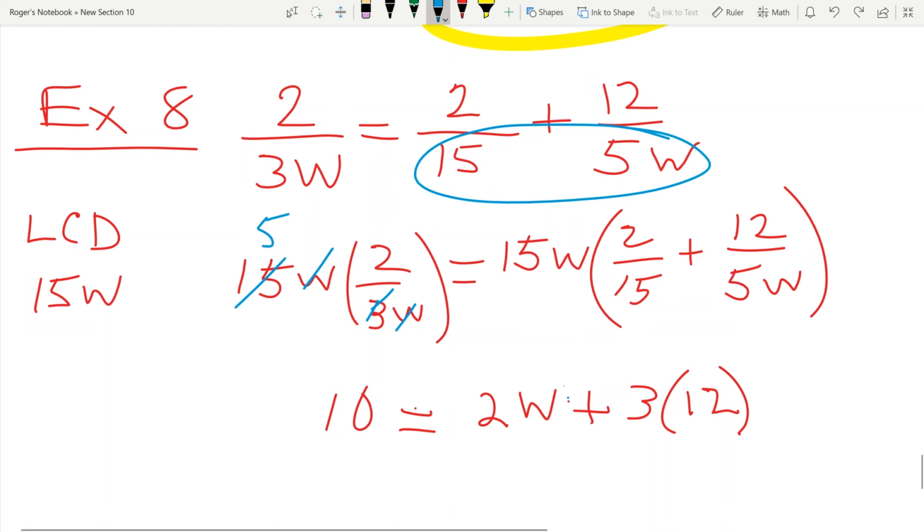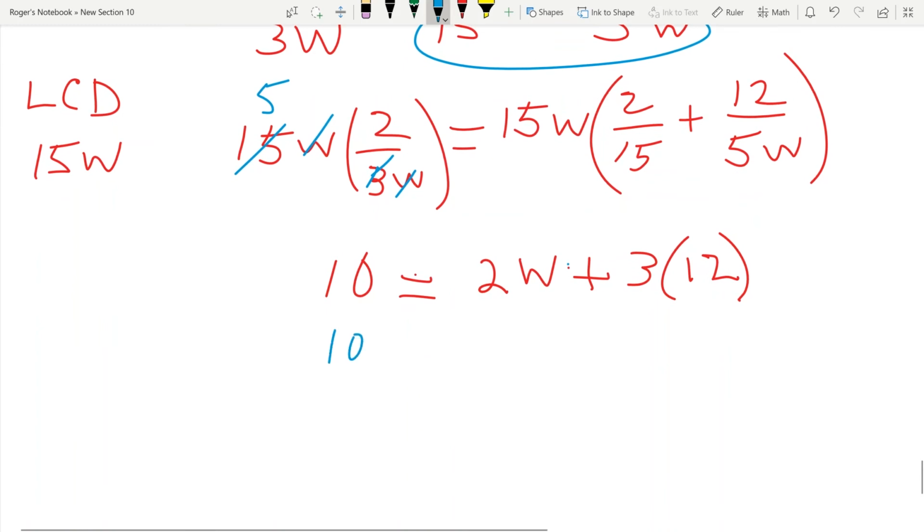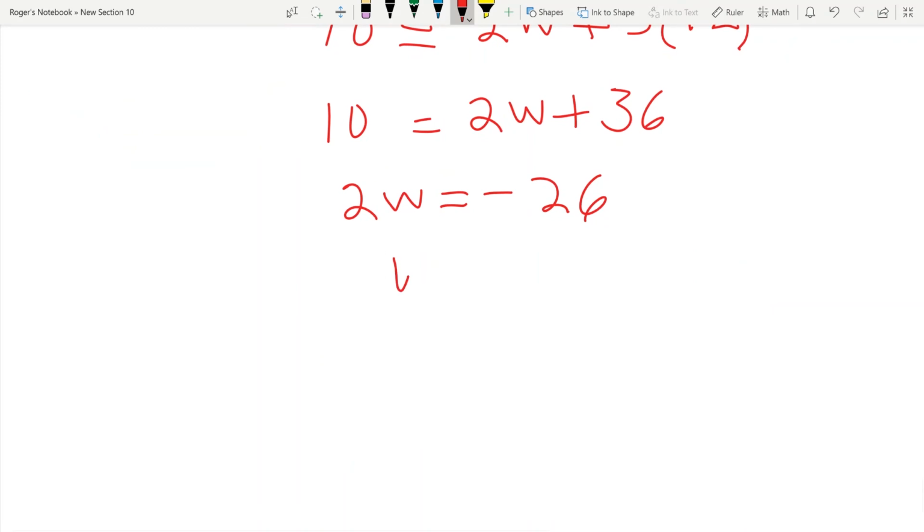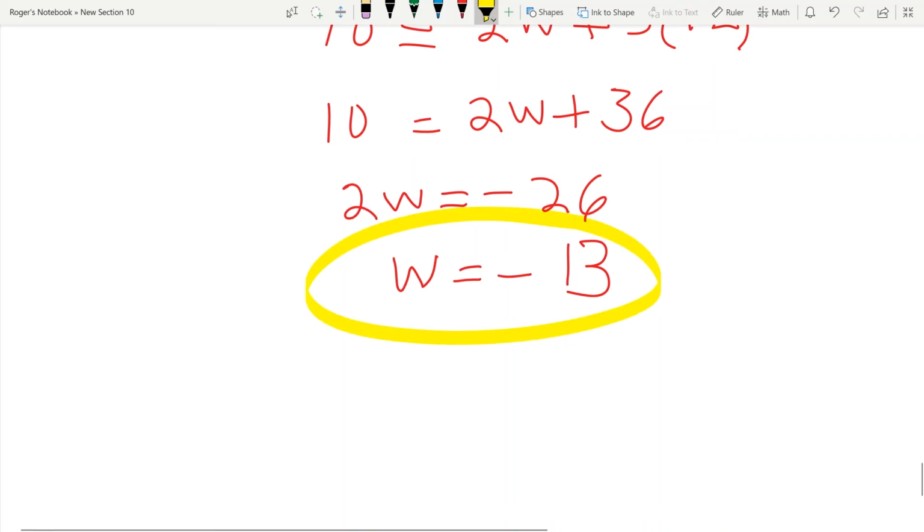Okay, so here's what we're left with. 10 is equal to 2w plus 36. Bring the 36 to the left and flip it around. So 2w will be equal to 10 minus 36. 10 minus 36 is negative 26. Divide both sides by 2, and we're down to an answer, negative 13. W equals negative 13. What an exciting problem.